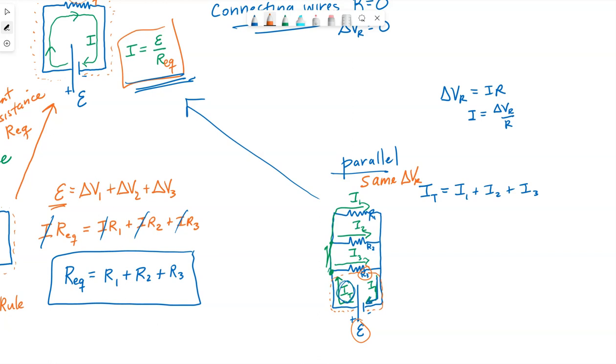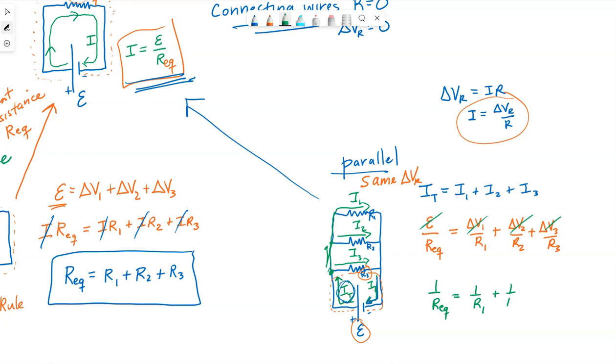So when I write this out, my I total I'm going to write as the battery voltage over the one equivalent resistor we could essentially use to represent this circuit with three. I1 using this equation is going to be delta V1 over R1. I2, same equation, but for resistor 2. I3, delta V3 over R3. But the voltages are the same. So when resistors are connected in parallel, we have an inverse relationship to find the overall equivalent resistance.